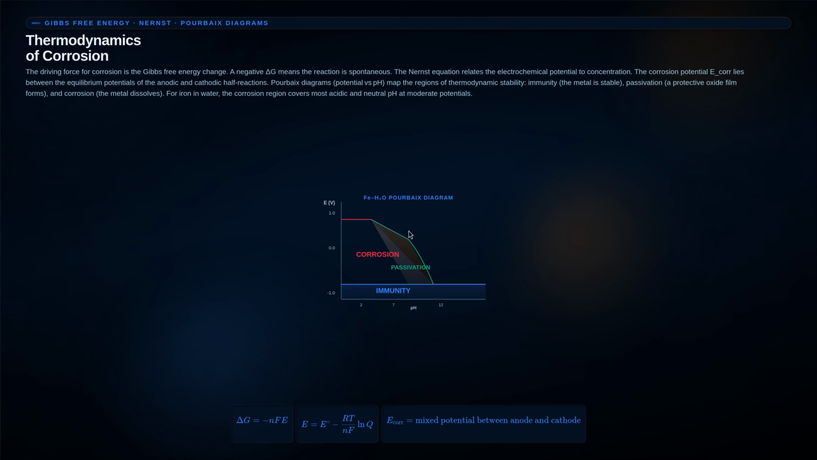Pourbaix diagrams map the regions of thermodynamic stability. These regions are immunity, where the metal is stable, passivation, where a protective oxide film forms, and corrosion, where the metal dissolves. For iron and water, the corrosion region covers most acidic and neutral pH at moderate potentials.